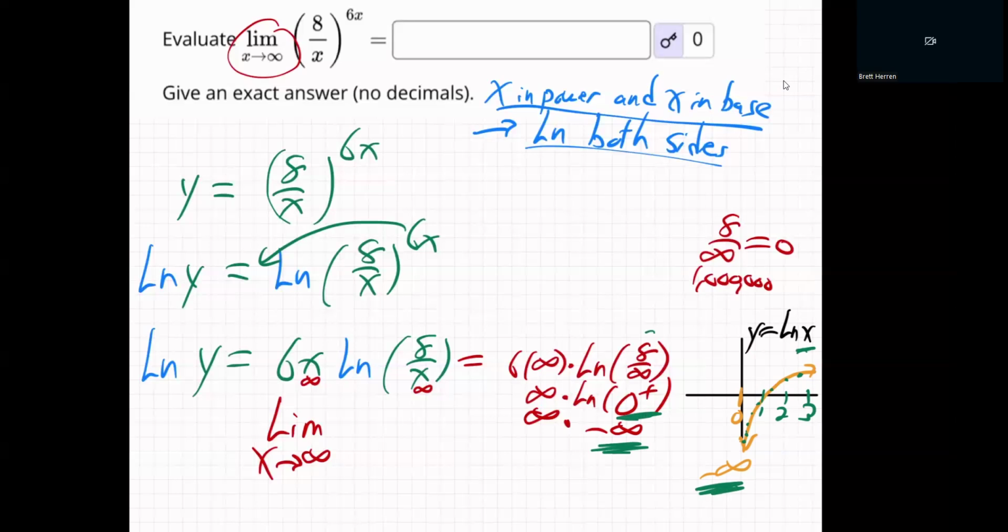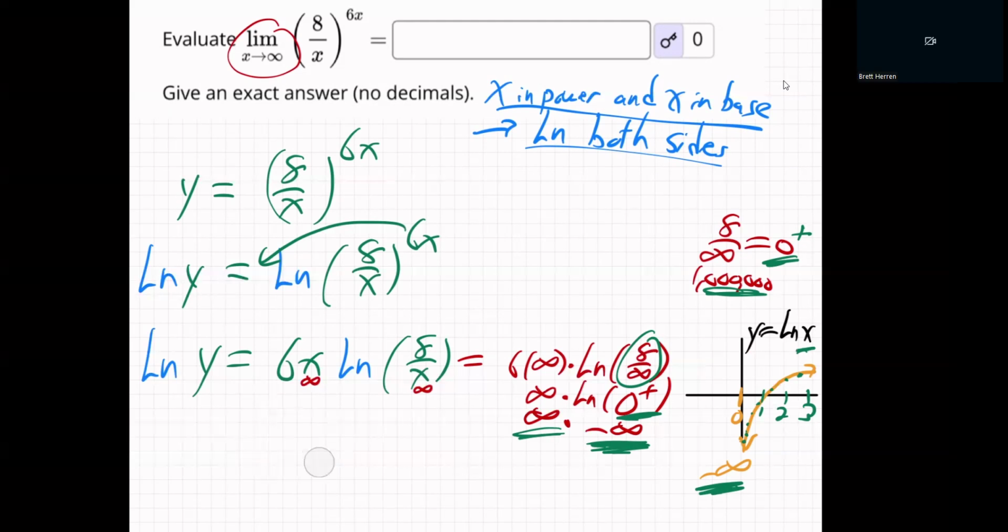Why do I say 0 from the right? Because 8 over infinity is basically 0, but it is from the right. I mean, it's a positive number. Like 8 millionths of a candy bar is not a negative amount of candy bar, right? It's a positive number, very close to 0 from the right. So that goes to negative infinity. So infinity times negative infinity, what's that? Well, negative infinity, right?